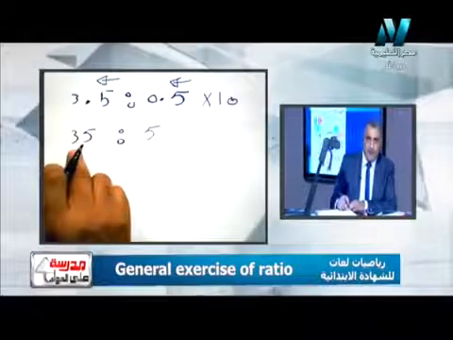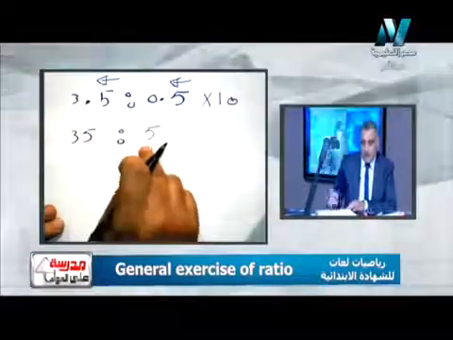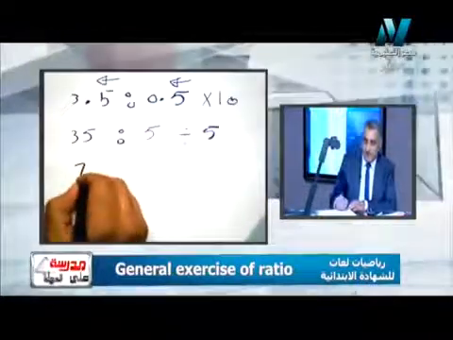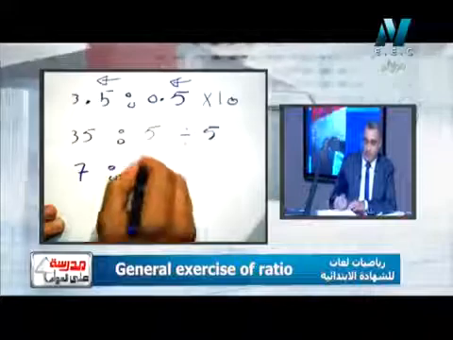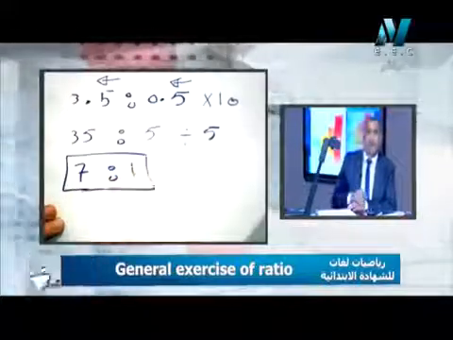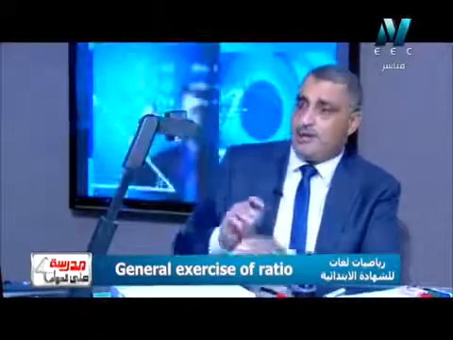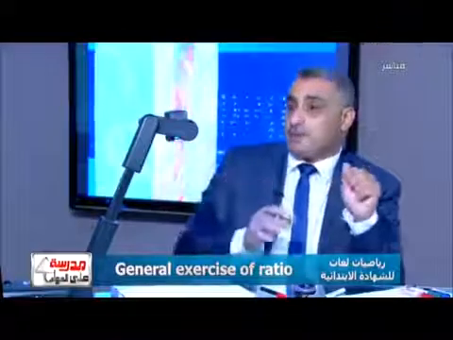35 is divisible by 5. Yes. 5 is divisible by itself. We can divide them by 5 to get 7 to 1. Excellent. We have now the simplest form. It's a very important point if we have two decimal numbers.